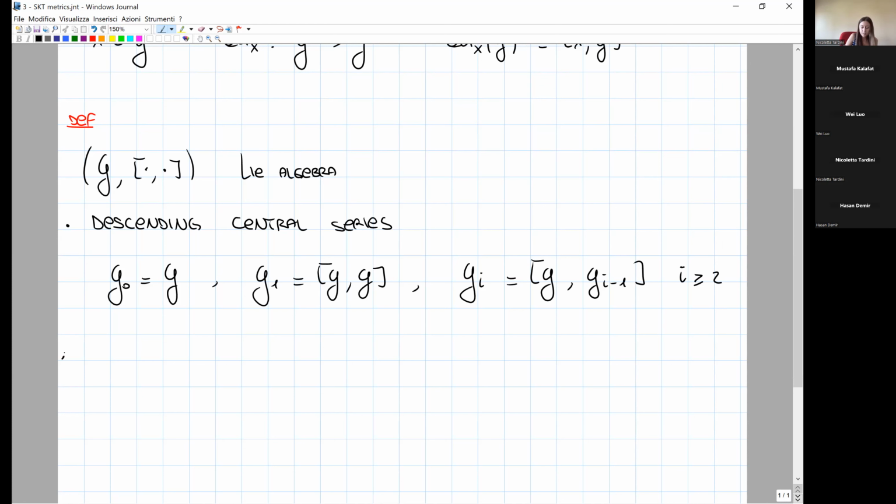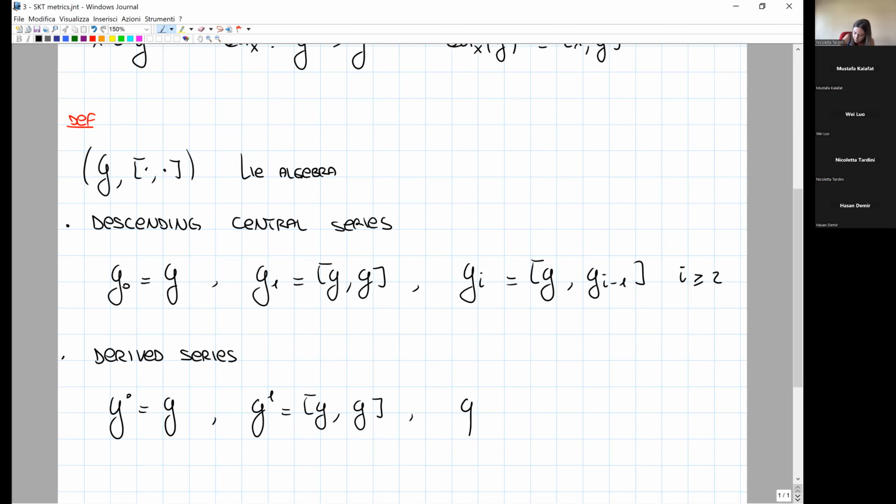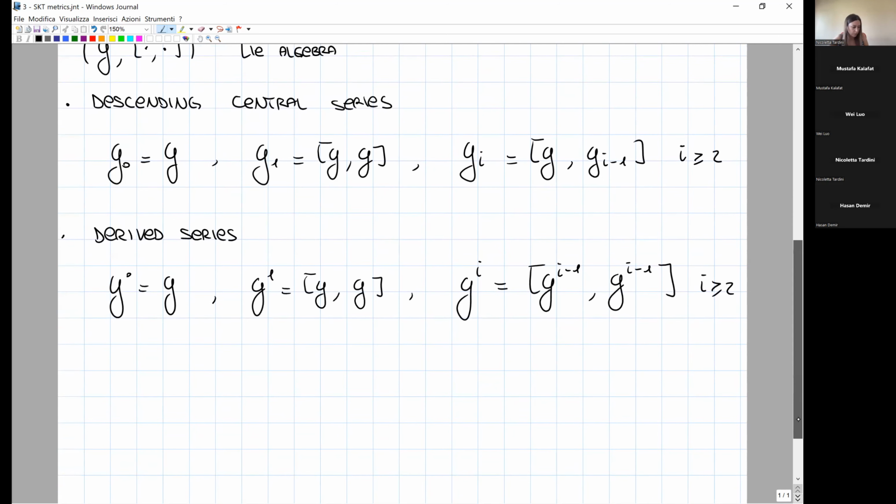And in a similar way, we can define the so-called derived series. So again, you can start with the whole Lie algebra and define G1 in the same way, okay? So the commutator of G and G. But then we can define Gi in this way. Instead of taking the whole Lie algebra here, we take Gi minus 1, and again the commutator of Gi minus 1 with itself, okay? For i greater or equal than 2.